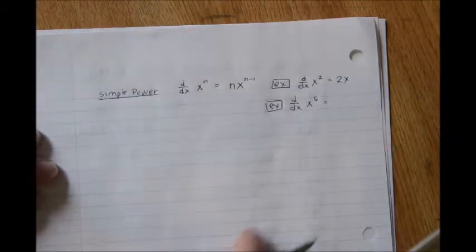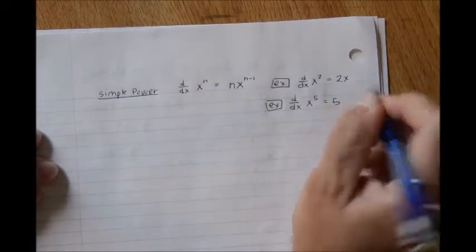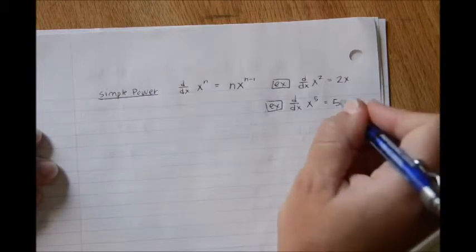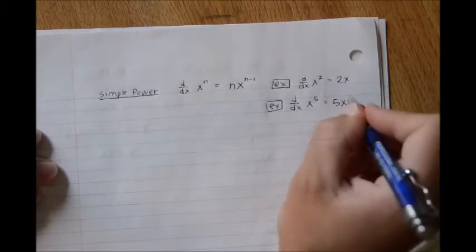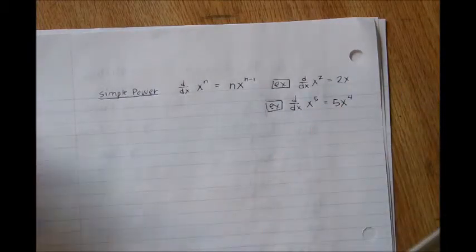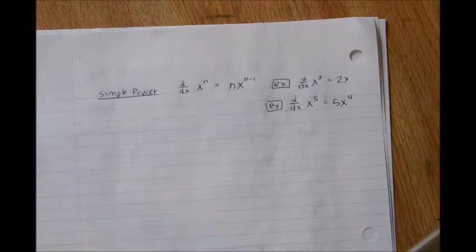Okay, so if we're doing x to the 5th, you bring the 5 down in front, and then you subtract 1 from your power. So it would be 5x to the 4th power. And that's what is called the simple power rule.